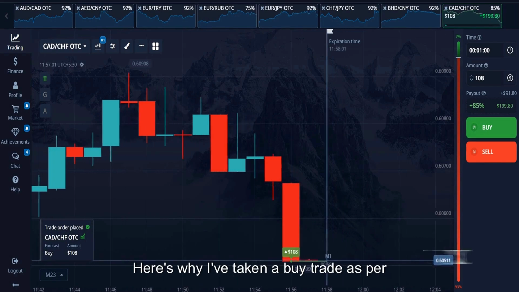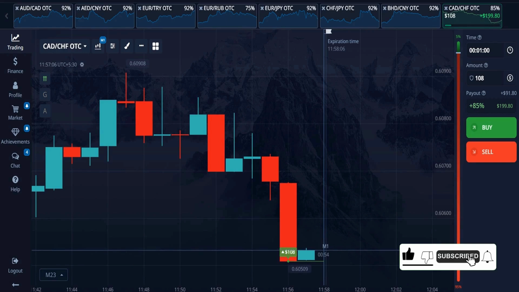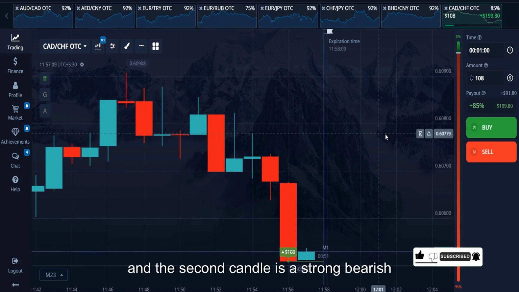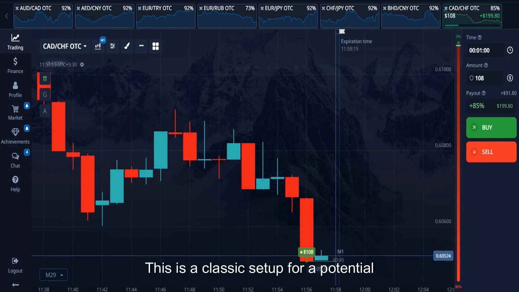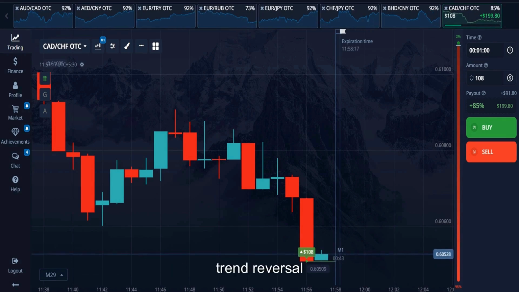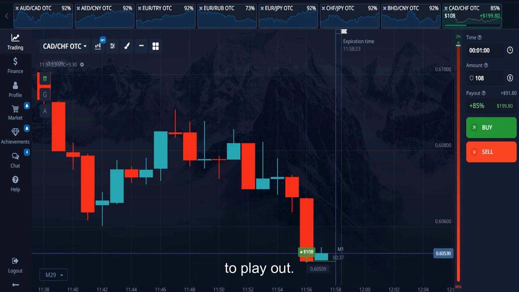Here's why I've taken a buy trade as per our strategy. The first candle is a weak bearish candle, and the second candle is a strong bearish candle, almost 3 times larger than the first. This is a classic setup for a potential trend reversal, as per our strategy. Now, all we need to do is wait for the trade to play out.